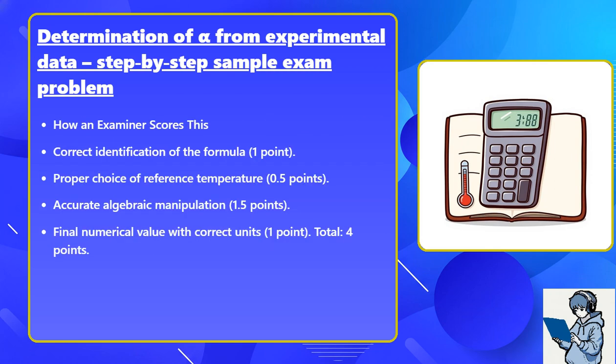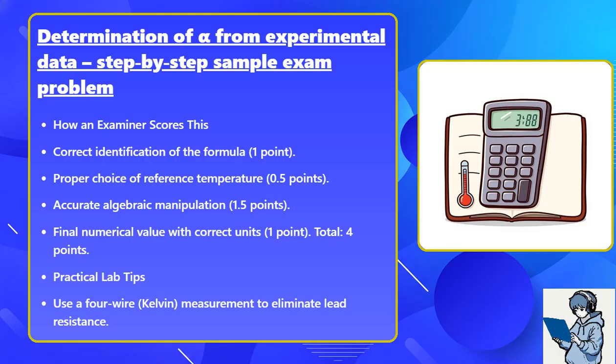How an examiner scores this. Correct identification of the formula, 1 point. Proper choice of reference temperature, 0.5 points. Accurate algebraic manipulation, 1.5 points. Final numerical value with correct units, 1 point. Total, 4 points.